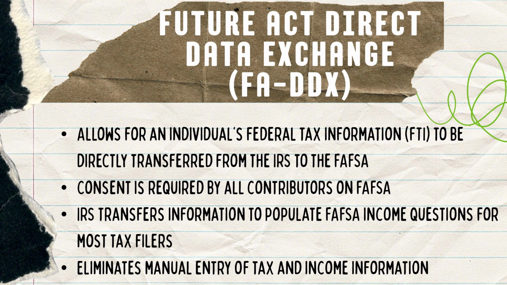Other benefits to the FAFSA online is using the FUTURE Act Direct Data Exchange. It's much easier to call it the FA-DDX. It allows for students' individual federal tax information, FTI, to be directly transferred from the IRS to the FAFSA. Consent is required by all contributors on the FAFSA. The IRS transfers the information to populate the FAFSA income questions for most tax filers. This eliminates manual entry of tax and income information. By bringing all the FTI directly into the FAFSA, it reduces errors as well as requests for additional information from the colleges.